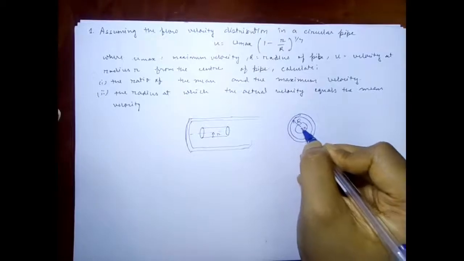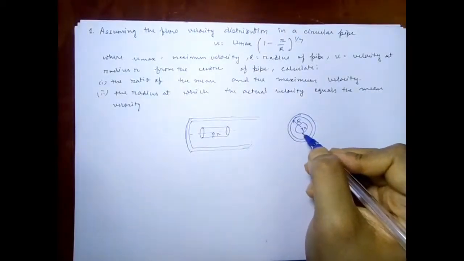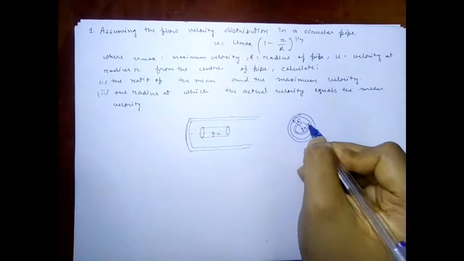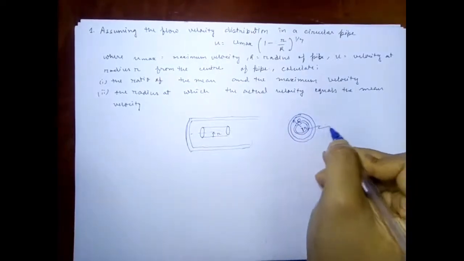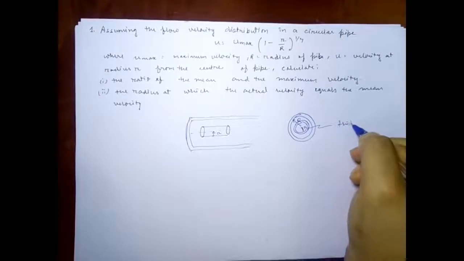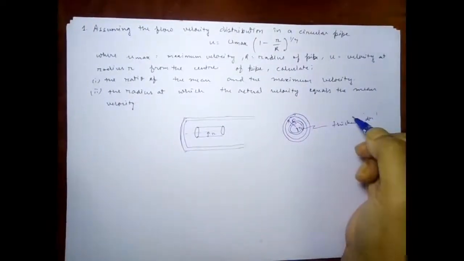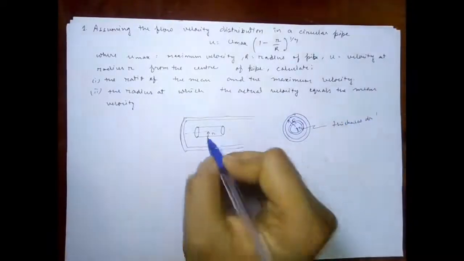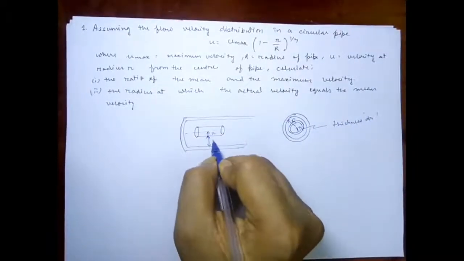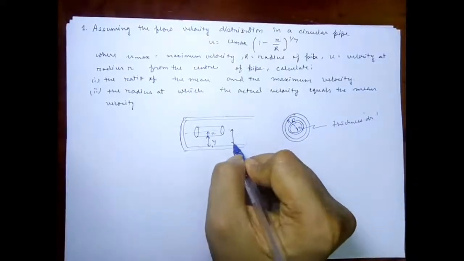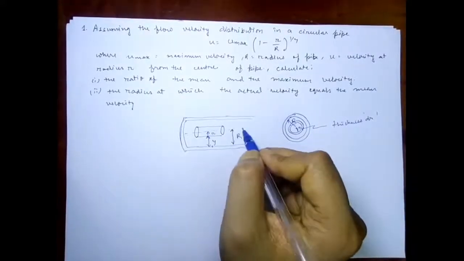Small r is the radius, and let's also consider another fine strip of thickness dr, and this r, this one is at a distance y from the inner surface, and again this is the radius r.